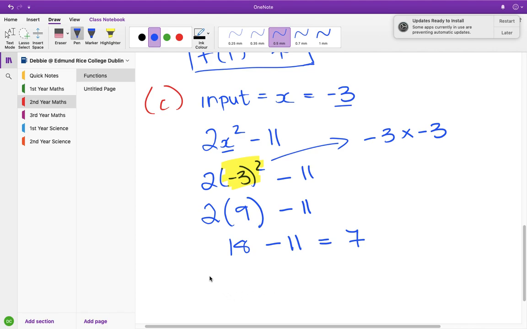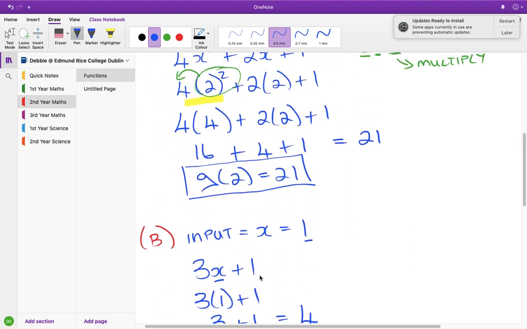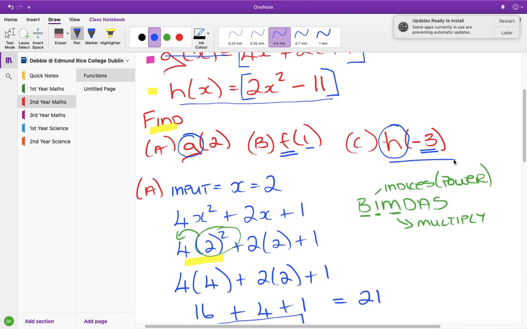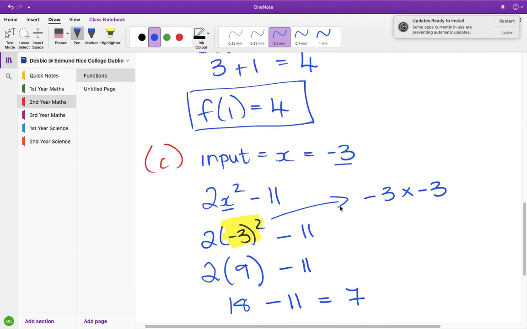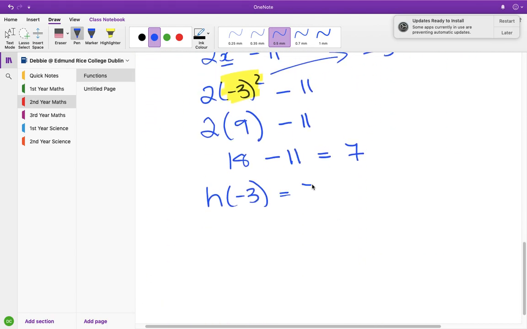So we have h of minus 3, which is what we were trying to figure out, wasn't it? Yep. h of minus 3 is equal to 7.